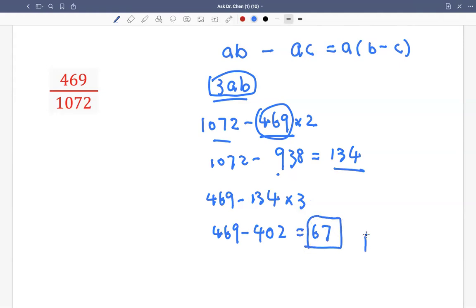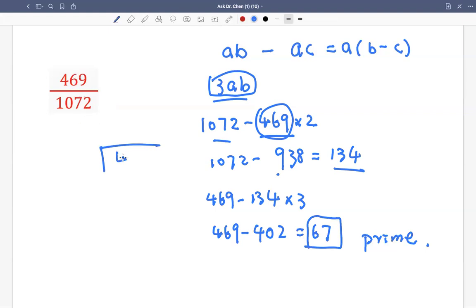Why? Because 67 is a prime number, right? It cannot be factored anymore. A prime number only has two factors, 1 and itself. So that means if those two numbers have a common factor, it can only be 67. So let's try it. Maybe they don't have common factors. If they don't have common factors, we cannot simplify.